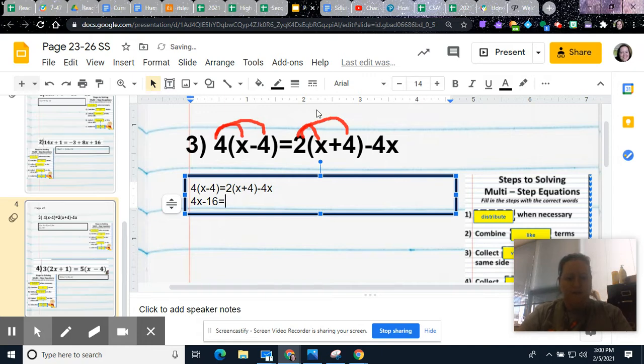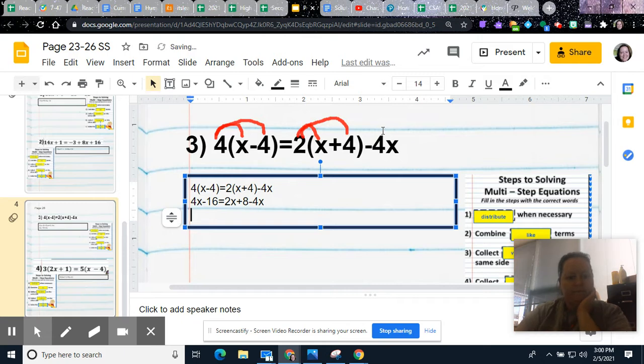And then when you look at the right, 2 times x is 2x. 2 times 4 is 8. And you have your minus 4x at the end. So step one, done. Next it says combine like terms.